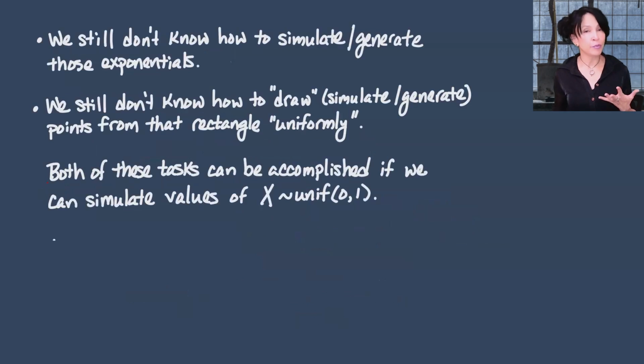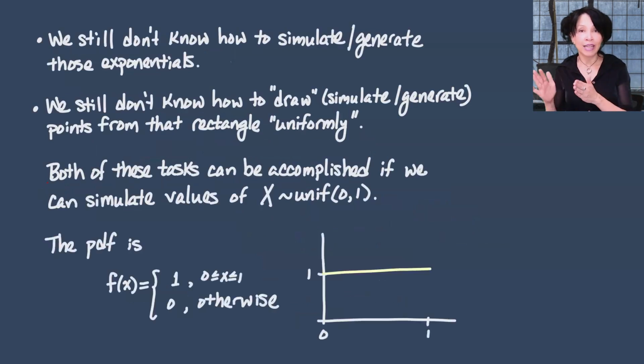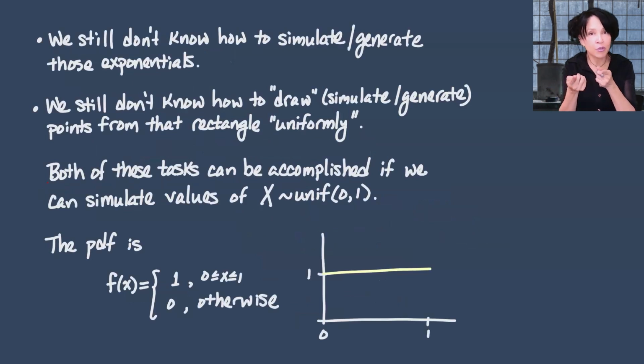As a reminder, the PDF is just a flat line. It's saying that you're equally likely to be anywhere. So if you look at some interval of some length and you move that somewhere else, the total area is going to remain the same because the PDF does not go up or down. It's a flat line distribution. The PDF is 1 between 0 and 1 and 0 outside.